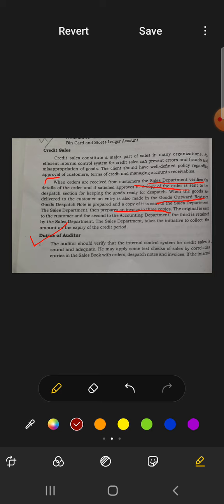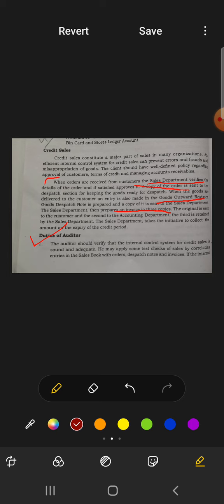The first one is to check that the internal control system is adequate, sound and proper. The first function is to check that the internal control system which maintains the credit sales is proper, sound and adequate, which means whether it is adequate or not for that company. If it is not adequate, how much it needs to be improved. These all are verified by the auditor. This is the first function of the auditor.